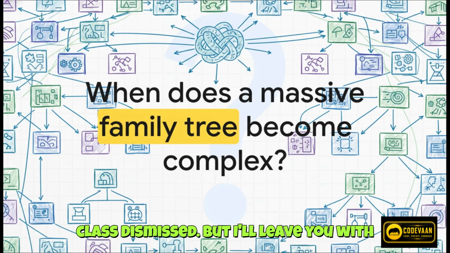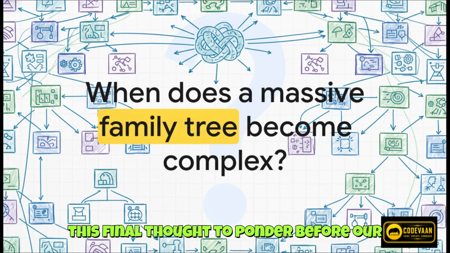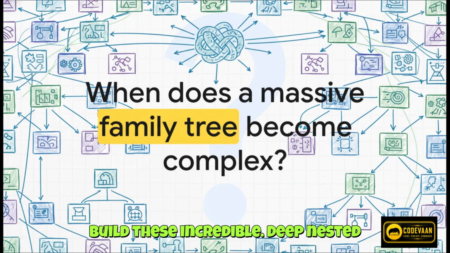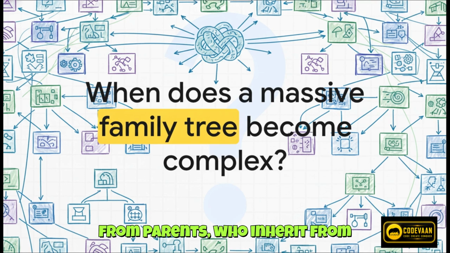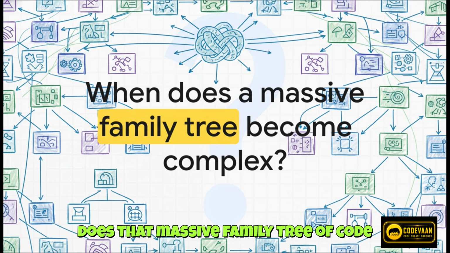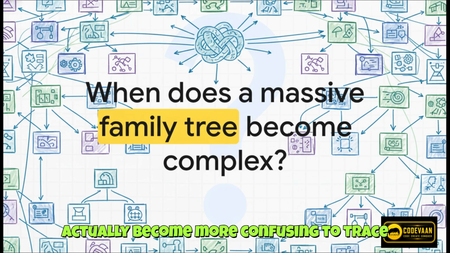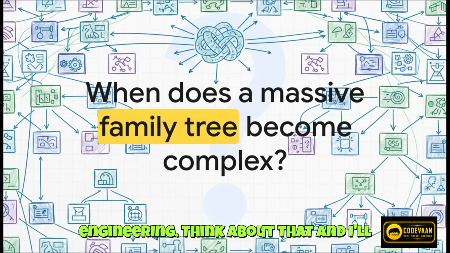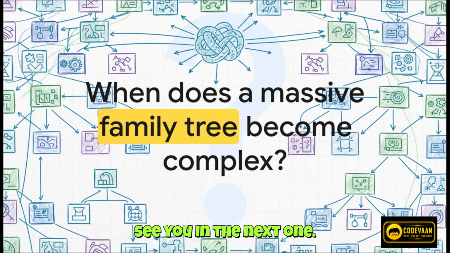Class dismissed, but I'll leave you with this final thought to ponder before our next explainer. If inheritance lets us build these incredible, deep, nested hierarchies of code where objects inherit from parents, who inherit from grandparents, and so on, at what point does that massive family tree of code actually become more confusing to trace than it is helpful? It's a very real architectural challenge in software engineering. Think about that, and I'll see you in the next one.